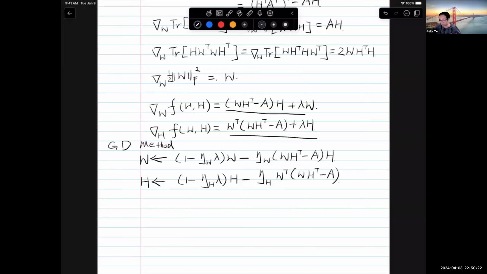But you said we haven't addressed the non-negative part, right? So this right here can still be negative. Those entries can be negative. Why? Because my learning rate, these learning rate step sizes, are positive. That means we are subtracting something that is positive. That's why it can lead to negative elements.